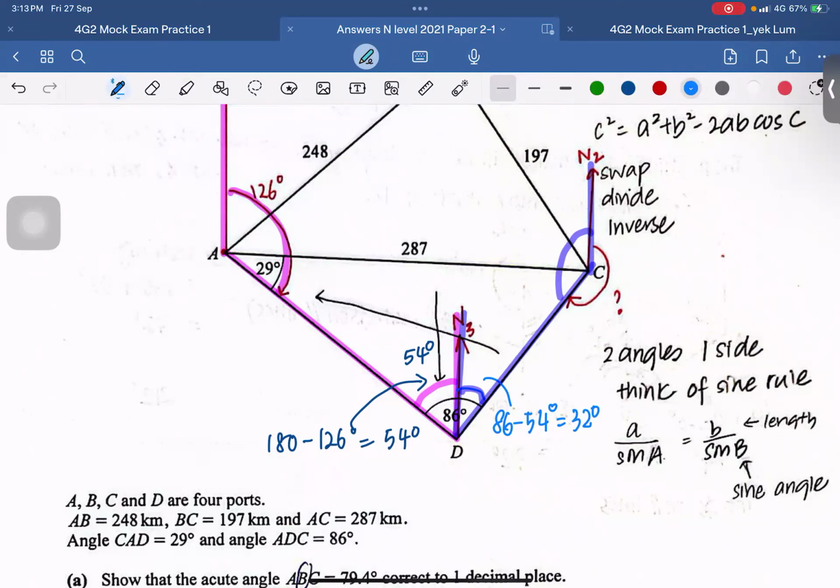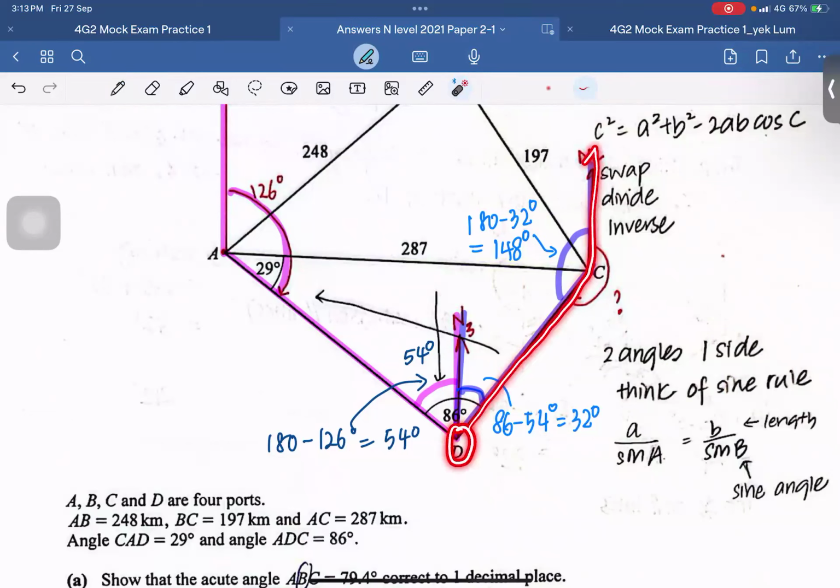Another one more pair of interior angles. So this one will now be 180 minus 32 degree, correct? 180 minus 32 is how much? 148. Okay, then now I want to find the bearing of D from C.